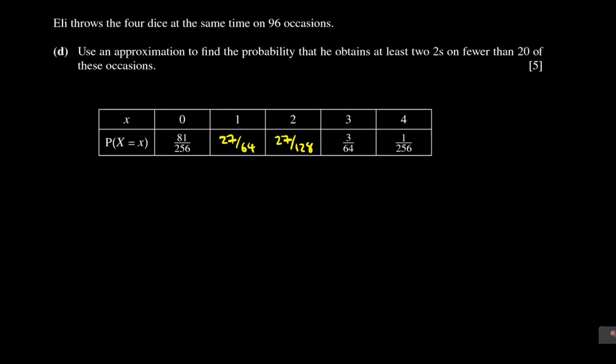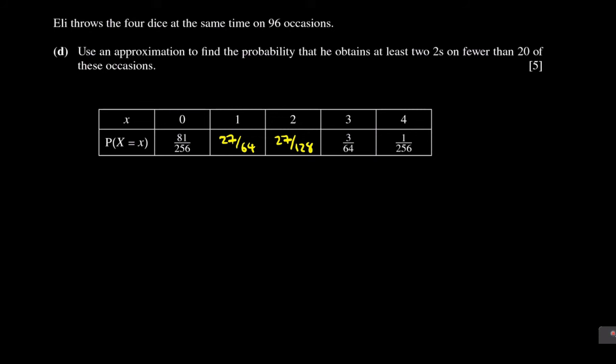All right, so we're in the last part of this question. Eli throws the 4 dice at the same time on 96 occasions. Use an approximation to find the probability that he obtains at least 2 2s on fewer than 20 of these occasions. Okay, so I've copied and pasted the table that we've had before, so we have all of the values.